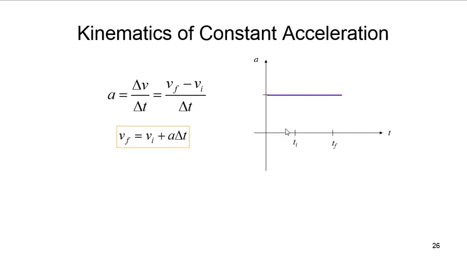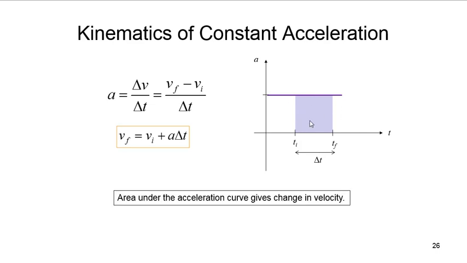In terms of the graph, this a times delta t is like the area underneath here. So we also find that the area under this graph gives us our change in velocity. It doesn't give us our actual velocity. This a times delta t would be like v final minus v initial, our change in velocity.